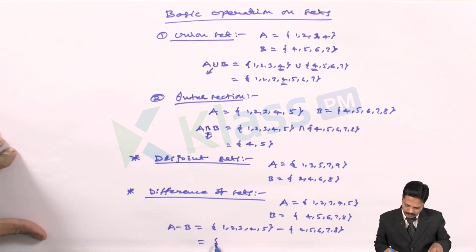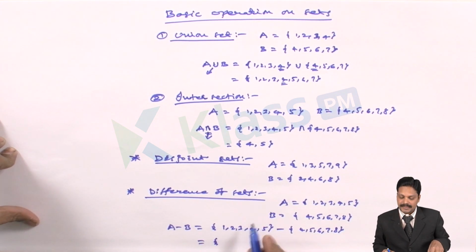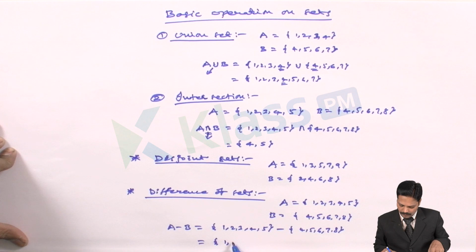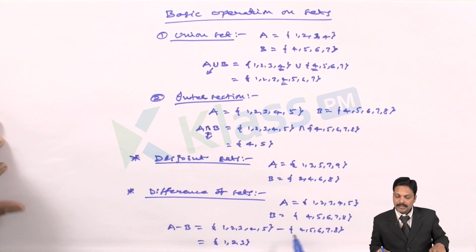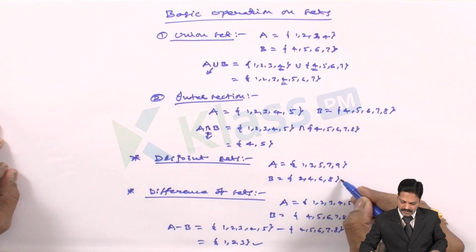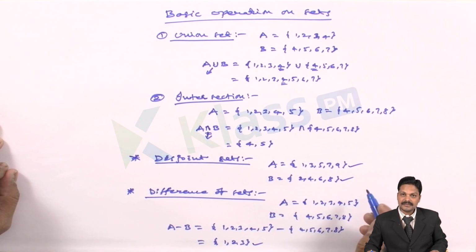So in the values, how can we take? We should not take the values 4, 5. We are taking here 1, 2, 3, removing from the A set the elements of the B set. So this is A minus B. So these are the disjoint sets we are having.